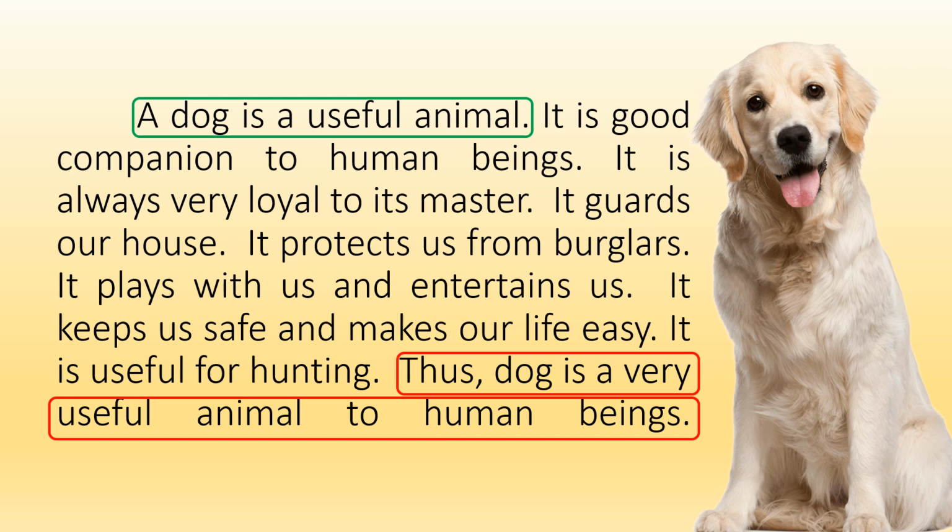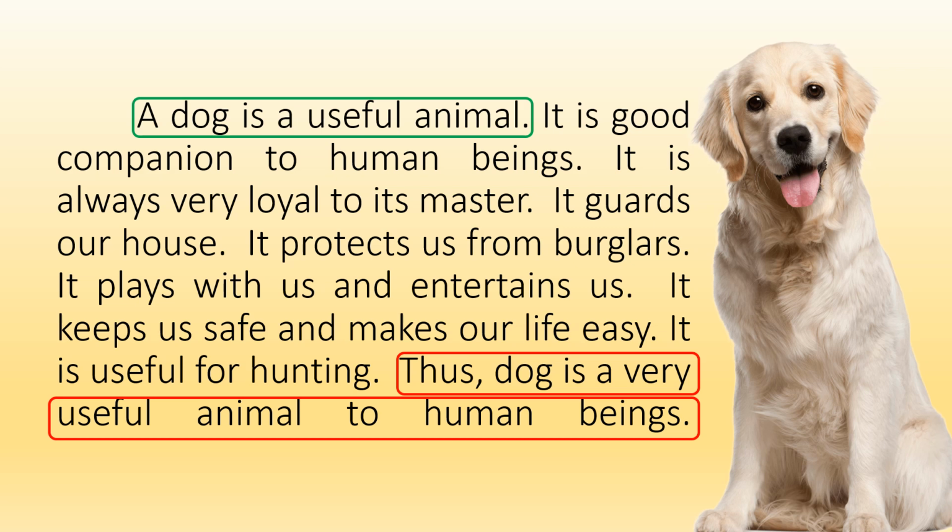So, don't you think that paragraph was well written? It starts with a very specific idea for the topic sentence, saying, a dog is a useful animal. So now the rest of the supporting sentences must provide certain ideas and details to support this. Let's look at the supporting sentences. It is a good companion to human beings. Does this sentence support the idea that the dog is a useful animal? Yes, it does. Let's take a look at the next sentence.